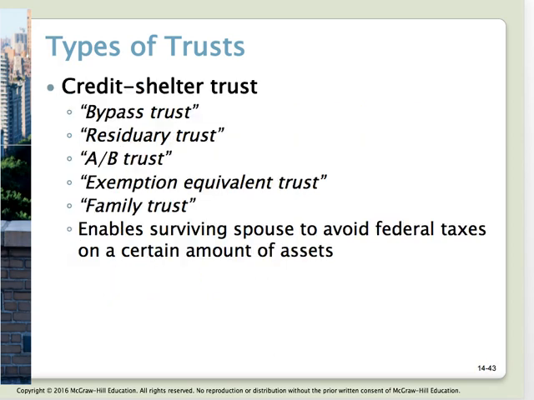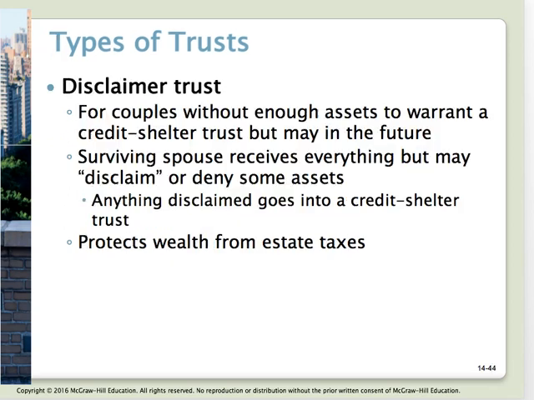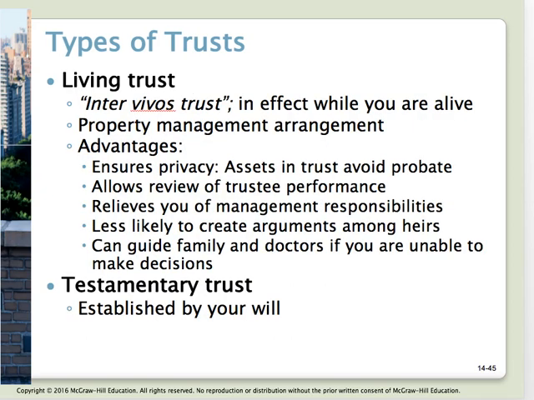Just a couple of the most common types of trust. The first is a credit shelter trust, and this enables the spouse of a deceased person to avoid paying federal taxes on a certain amount of assets left to him or her as part of the estate. A disclaimer trust is appropriate for a couple who does not yet have enough assets to need a credit shelter trust, but may need one in the future. And this type of trust can protect the wealth from estate taxes. There's also a living trust. A living trust is a property management arrangement that you establish while you are still alive. And a testamentary trust is established by your will and becomes effective upon your death.